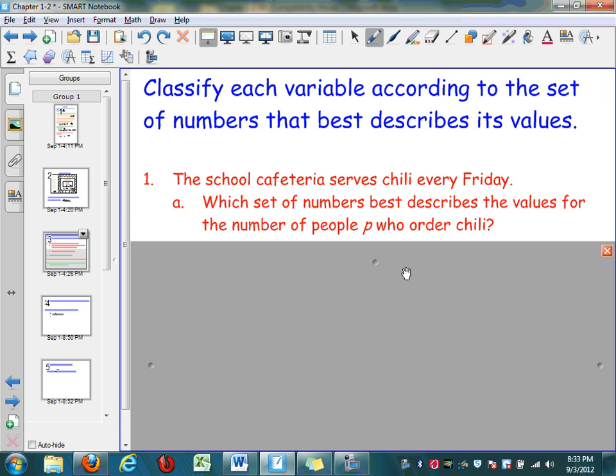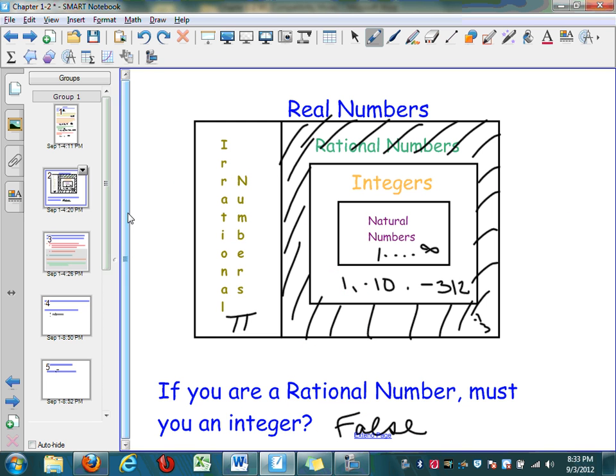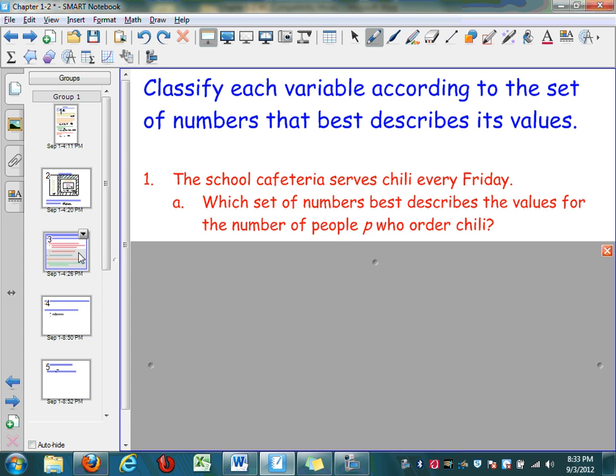So in your textbook, and actually, this is an example straight from there. It says, classify each variable according to the set of numbers that best describes its values. So what you're asked to do here is read an example from life, and then determine which number system out of these number systems on this chart is going to reflect the type of answer that you're going to get.